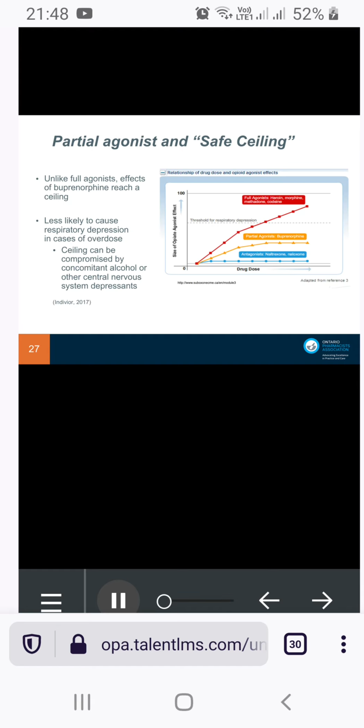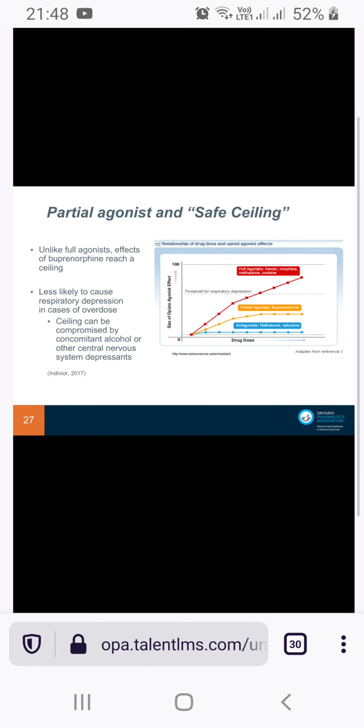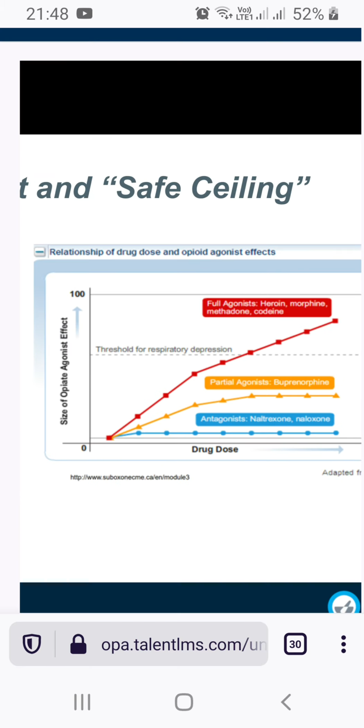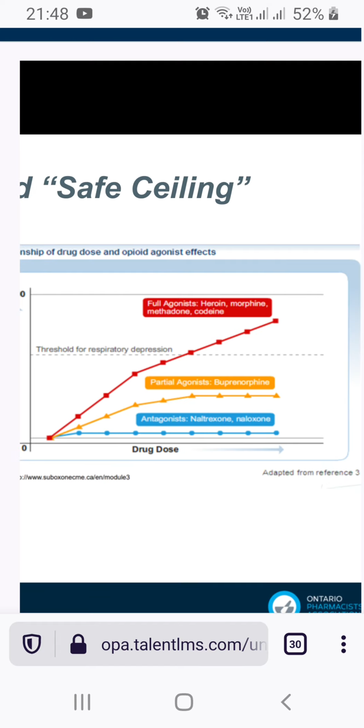Now, as I mentioned in the previous slide, the fact that buprenorphine is a partial agonist gives us significant clinical benefit. Because unlike full agonists, such as heroin, morphine, or methadone, buprenorphine will reach a ceiling effect, meaning that after a certain dose, it doesn't matter how much more buprenorphine you add, you're eventually going to reach a ceiling. And this ceiling is ideally less than the threshold for respiratory depression, which is what we're trying to avoid.